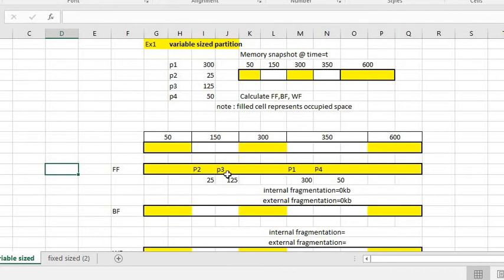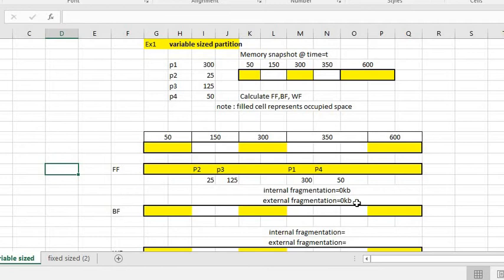If the processes could not be accommodated, you would say that even though you have enough free space, I was not able to fit either P1, P2, P3, P4. You can say that is external fragmentation of that amount, the process size. So that is the external fragmentation.